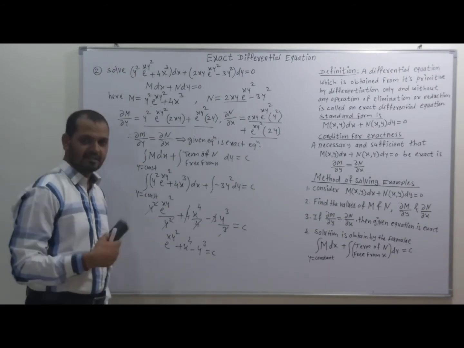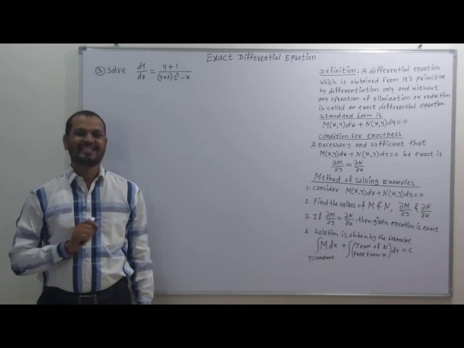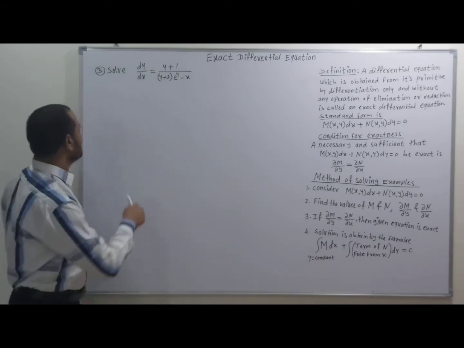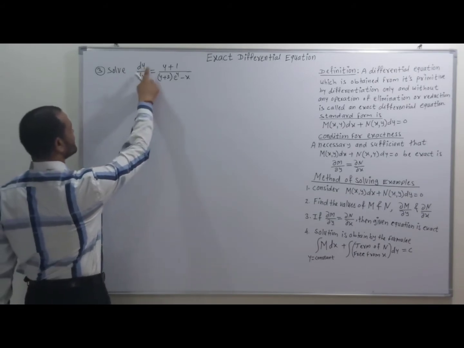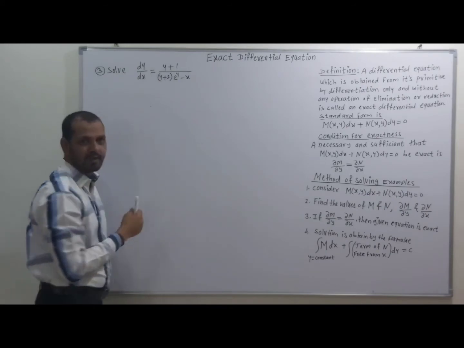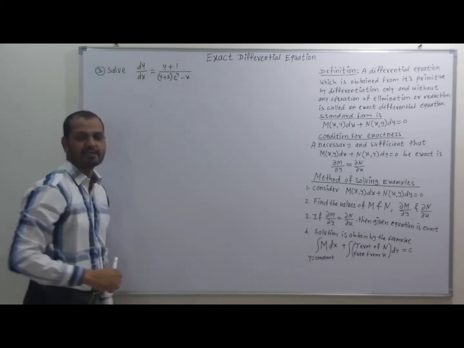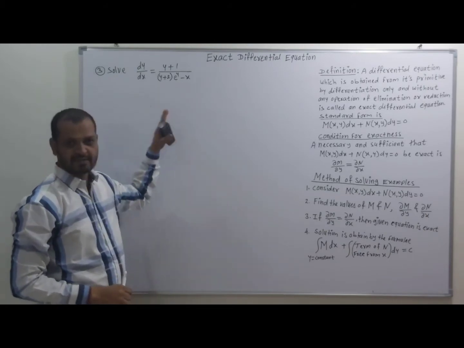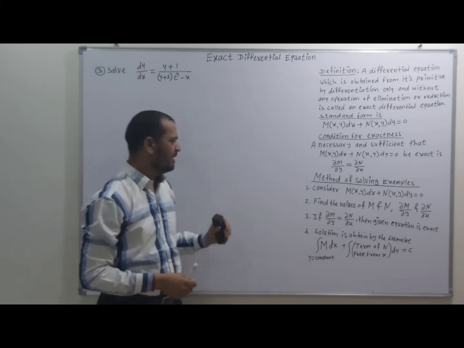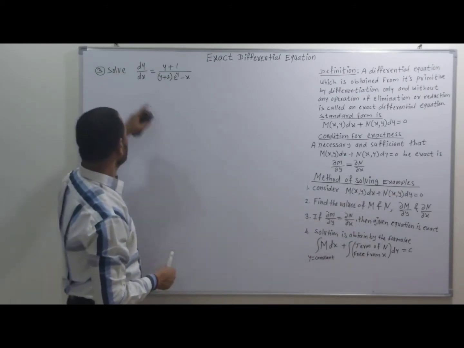Now friends, let's take the third example based on this exact differential equation. Now here example number 3 is solve dy by dx is equal to y plus 1 upon y plus 2 e raised to y minus 1. So to solve this example, let's apply these 4 important steps for solving the example. A very first step is to convert the given equation in terms of standard form.